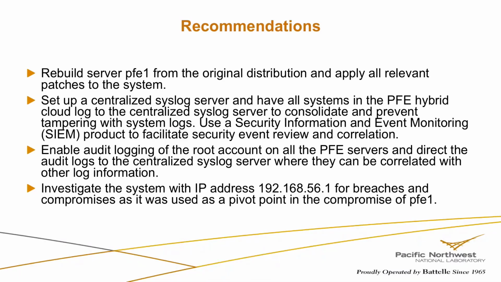Get out the distribution media, apply all the relevant patches. Create a centralized syslog server that all the systems in your hybrid cloud log to, so that you have a centralized point so that you can do correlations and to prevent system managers that are really nefarious and start deleting stuff out of logs. Audit logging on root so that you have all the commands that root does logged into your syslog file. And finally, investigate this other IP address because it was used as a pivot point.